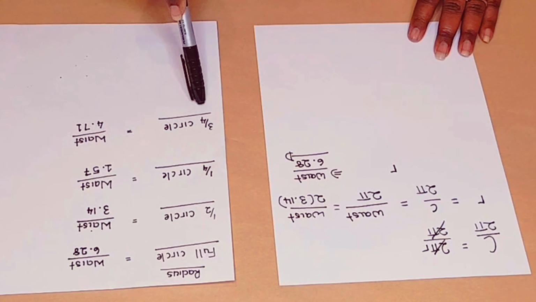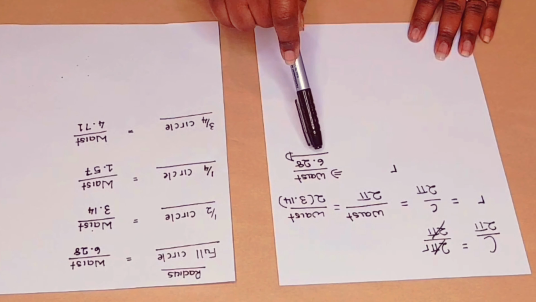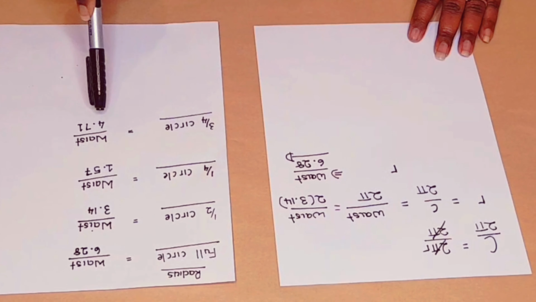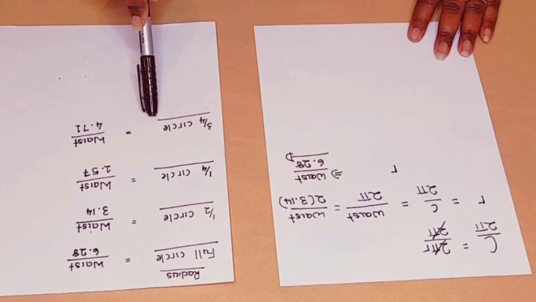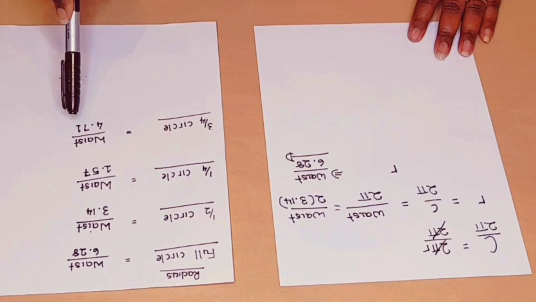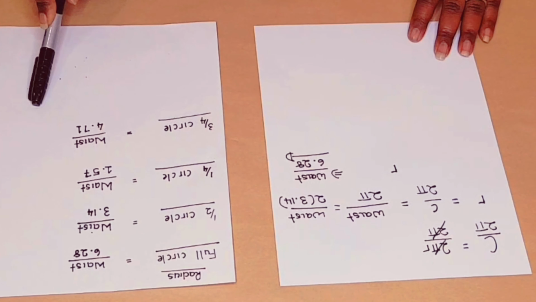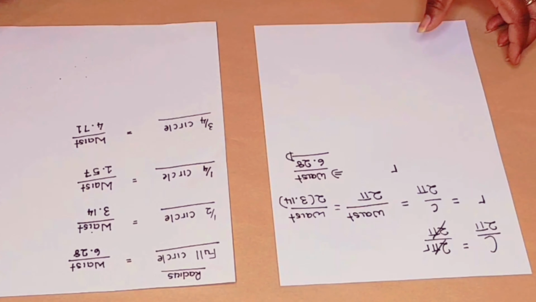Then I do the same with the 3/4 circle skirt. I just say 3/4 of 6.28, which is 4.71. And then the 3/4 circle skirt radius is waist divided by 4.71. I hope this is clear to you guys.